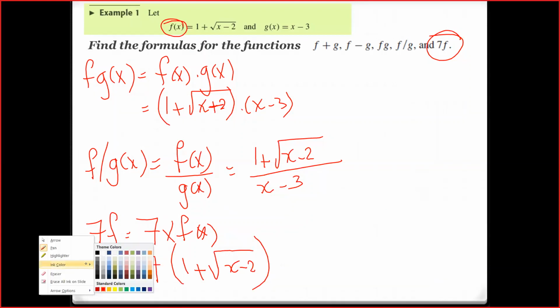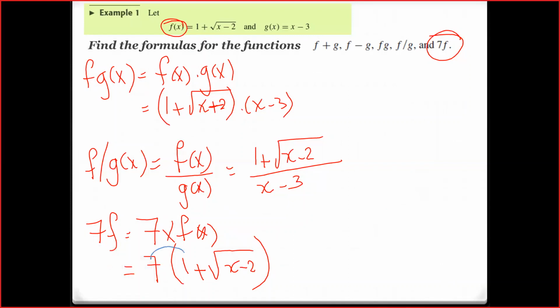So after that, you have to use the distributive property. 7 multiplied by 1 is what? 7 plus 7 times square root of x minus 2. Is it clear now? Yes, thank you. You're welcome.